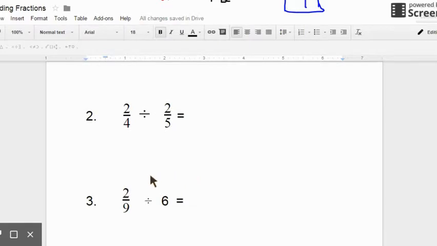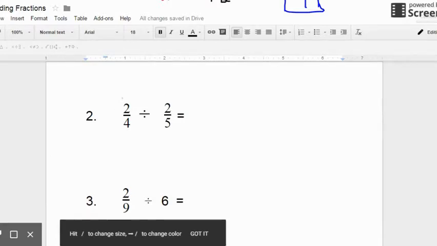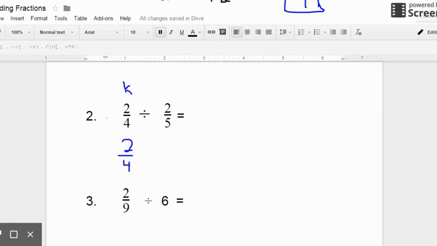So let's look at number 2. Once again, we're going to do keep first. We're going to keep this the same. 2/4 is perfect the way it is. If you want to write the K up top, write K up top. Next, we're going to change this to multiplication. And then the last part is the flip. We're going to flip this around. The 5 becomes the numerator and the 2 becomes the denominator.